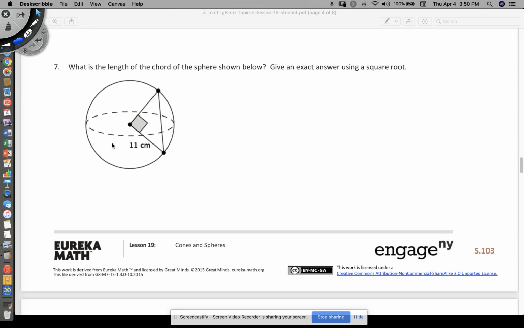Okay, number 7. What is the length of the chord of the sphere below? Give the exact square root. All right. So if this is 11, this is also 11, making it an equal or isosceles triangle, I should say. So we're going to use Pythagorean Theorem again. So I'm going to say 11 squared plus 11 squared equals c squared. That's 121 plus 121 equals c squared. So this comes out to 242 equals c squared.